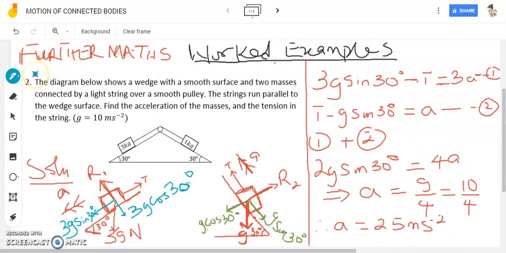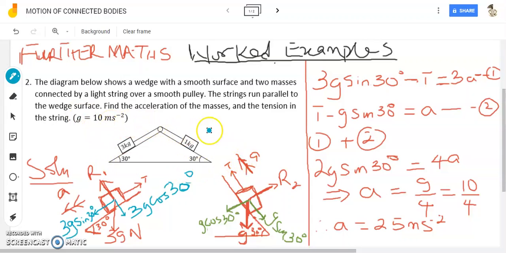Okay, let's look at the second question for this course. The diagram below shows a wedge with a smooth surface and two masses connected by a light string over a smooth pulley. The strings run parallel to the wedge surface. Find the acceleration of the masses and, of course, the tension in the string. We are asked to take acceleration due to gravity as 10 meters per second squared.